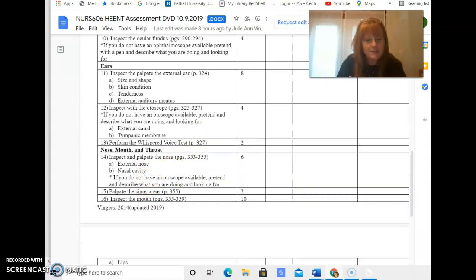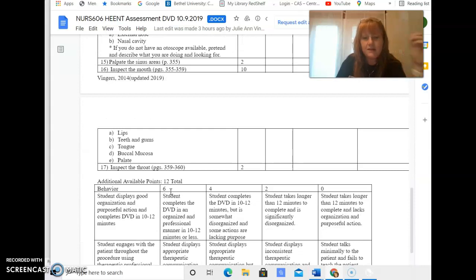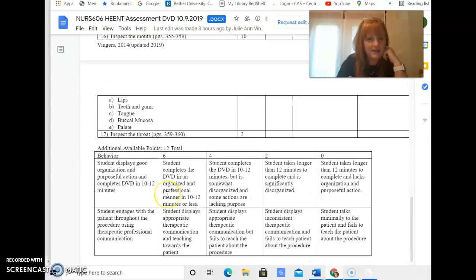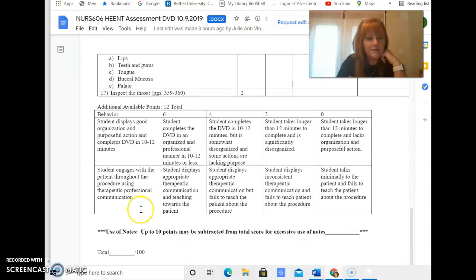So I'm not going to go through all these, but you can read through. Every single thing you get points for is listed here, and the page number you can find it on. At the bottom here, you get easy extra points for being organized and having purposeful actions and completing it in 10 to 12 minutes. That's 6 points right there. So that's easy. And the other 6 points, if you are engaged with the patient and using therapeutic communication, that's another easy 6 points.